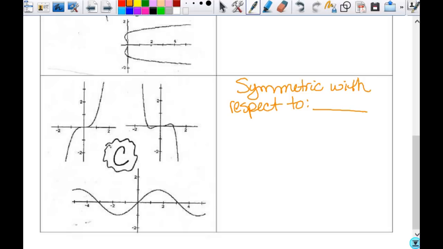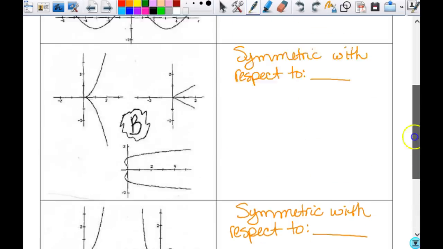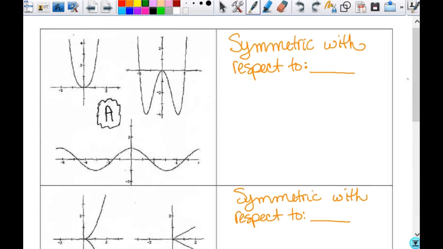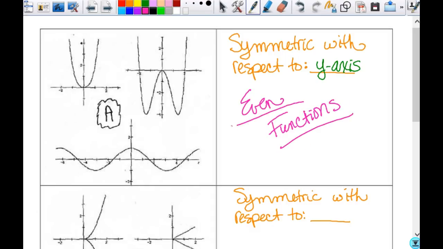All right. So let's go back up and look at group A. So here's a group of graphs in A. Do you think these graphs right here are symmetric with respect to what? Y-axis. Do y'all agree with that? Okay. So they are all symmetric with respect to the y-axis. So does that mean they are even, odd, or neither? Even. So these are even functions. Everybody okay with that?